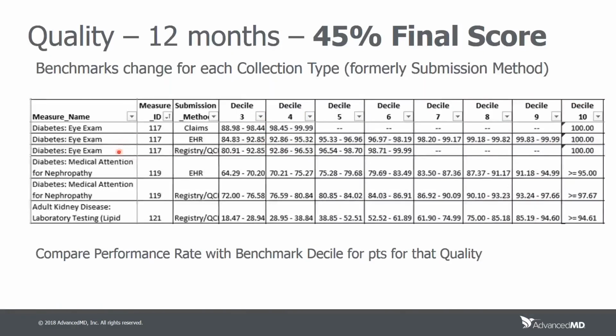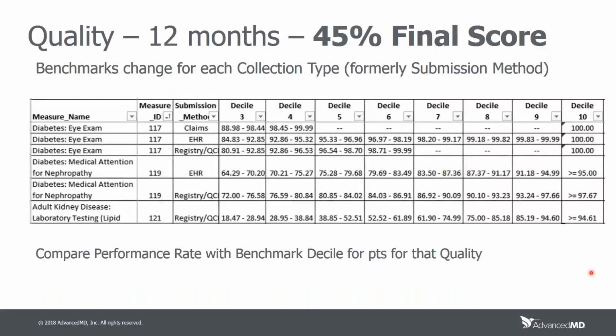So notice that this particular one, I've chosen one that shows a claims line, an EHR line, and a registry line, and how different those are. So that's something else you might want to take into account as you're choosing your quality measures. For diabetic eye exam, for example, because so many people are supposed to do it, you have to get really, really good scores to get any points. Whereas medical attention for nephropathy, you could get as low as 65% and get 3 points. So take a look at that as you're doing it.